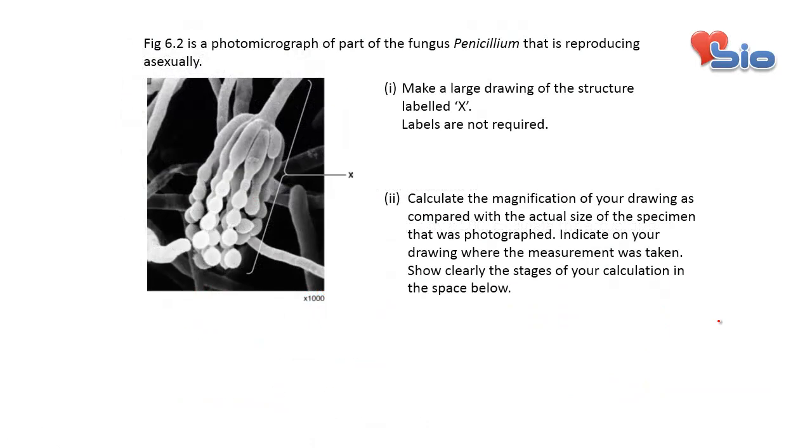Let's look at this one last one. Okay, this one, definitely try it out. Figure 6.2 is a photomicrograph of part of the fungus penicillium. Now, this itself should tell you that this is obviously a question from some board paper. You've got to make a large drawing of the structure labeled X, and then you've got to calculate some magnification. Now, I'd like you to try this out yourself. So perhaps pause the video here and try this out.